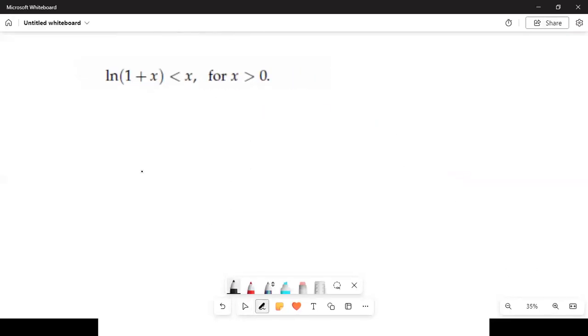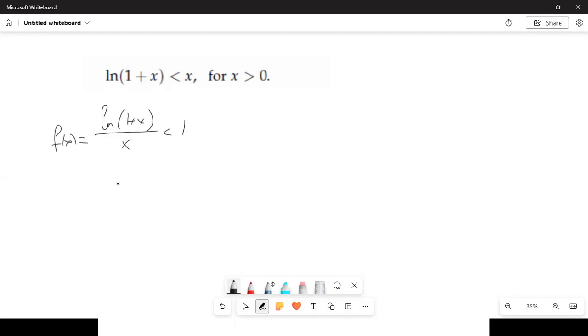Do you have suggestions how we can prove this inequality? Can I say how I proved it, please, and say if it's correct or not? First, I divided both parts by x. Since x is positive, then we can do it. Then I said our function is ln(1 plus x) divided by x.